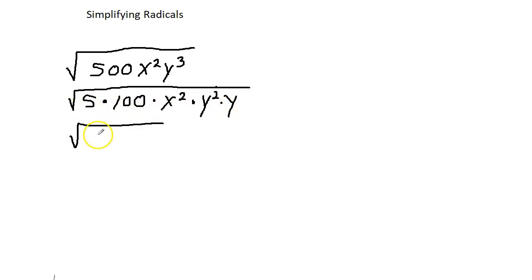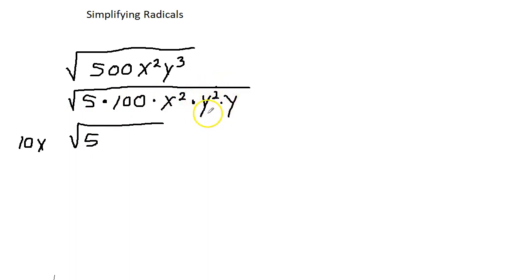5 is not a perfect square, so it remains inside. 100 is a perfect square. The square root of 100 is 10, so a 10 comes outside of the radical. X squared is a perfect square. The square root of x squared is x, and nothing is left inside of the x's.